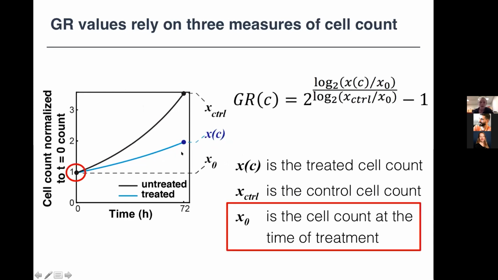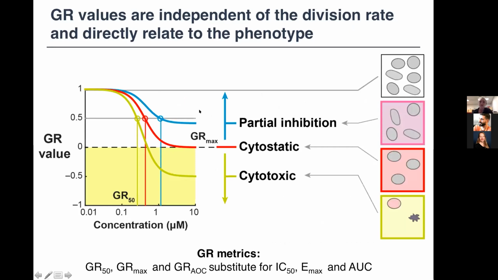What you add on top of all of this is the number of cells that you have at the time of drug addition. So this is what I'll refer probably kind of subconsciously to as our time zero count. So if you know the number of cells you're starting with, you can then calculate the growth rates for both your untreated and treated population and compare those rather than just comparing your relative cell counts at endpoint. And so what this does is it gives you dose response values that are independent of division rate.